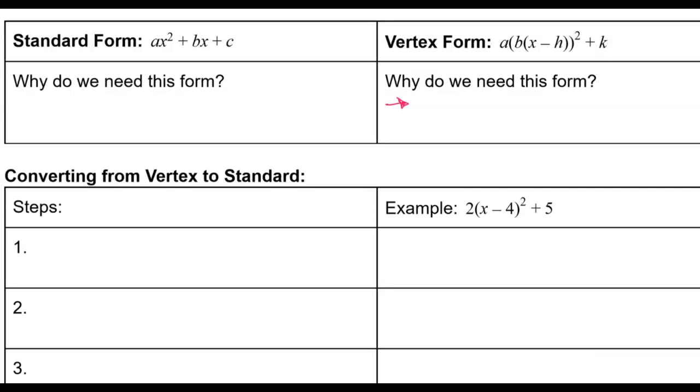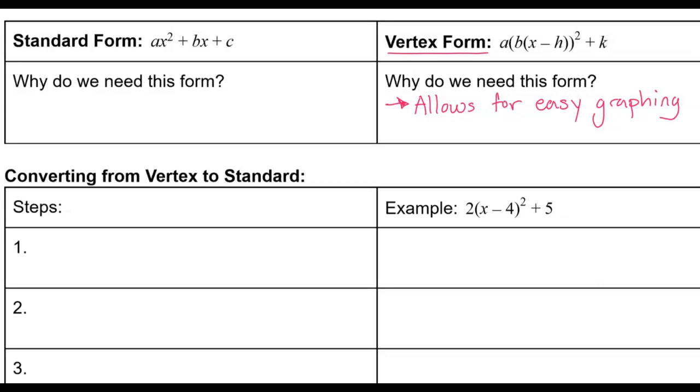So we like vertex form of a quadratic because it allows us to easily factor. Not factor, graph. It allows us for easy graphing. We should be able to immediately look at this vertex form and know where this quadratic is on the graph. Versus the standard form of the quadratic.